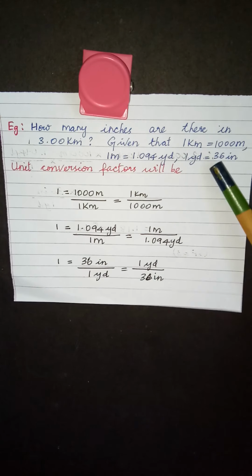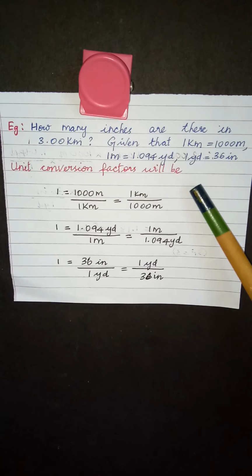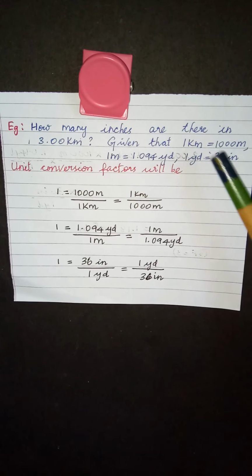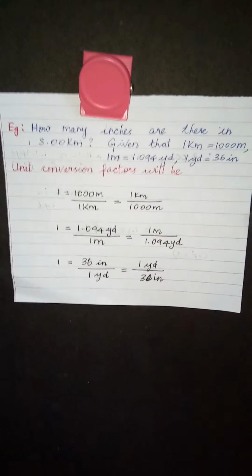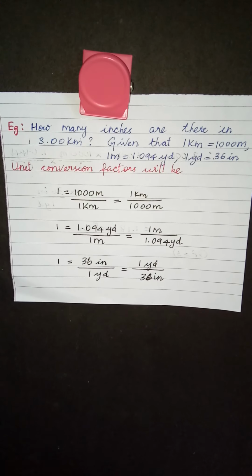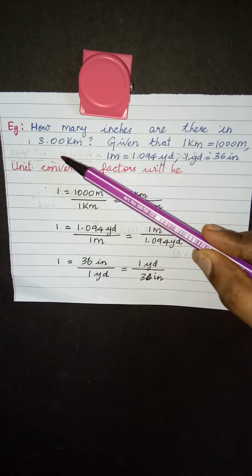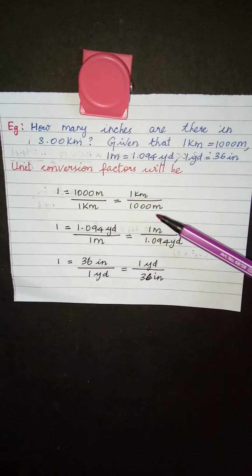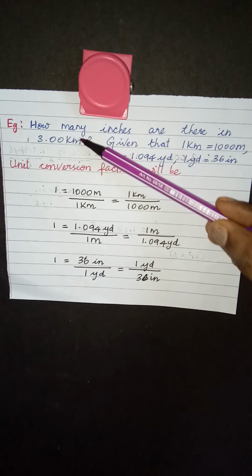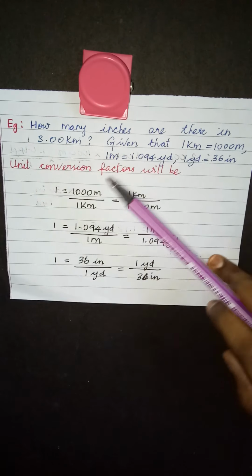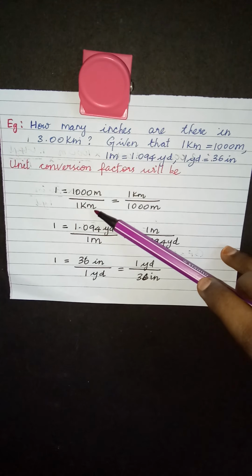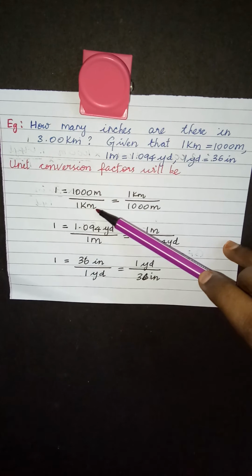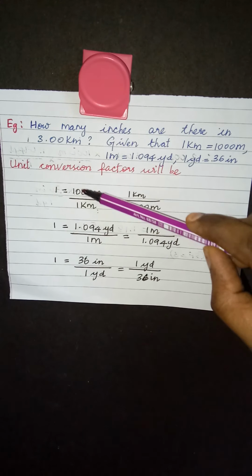So you can write 36 inch divided by 1 yard will be equal to 1 yard divided by 36 inch, which will be equal to 1. As I told you, if you want to convert this kilometer, you have to multiply with the unit factor such that this unit gets cancelled. So where is kilometer here? Here it is in the denominator. So you have to multiply this with this factor.